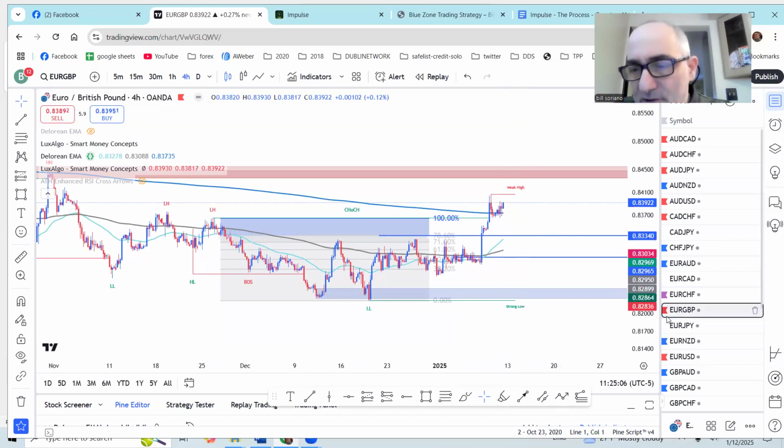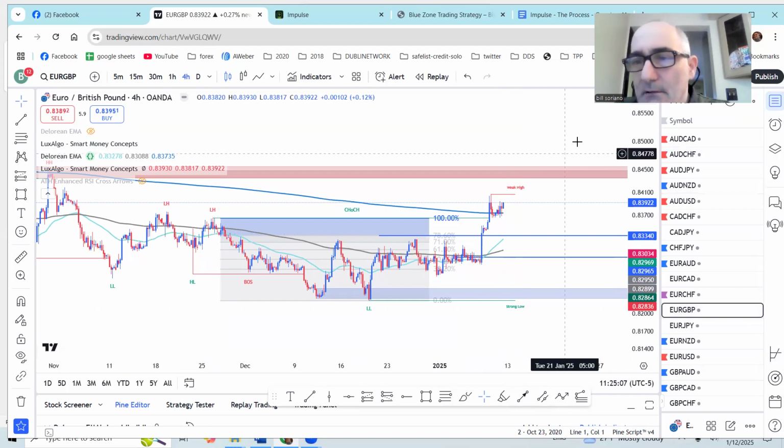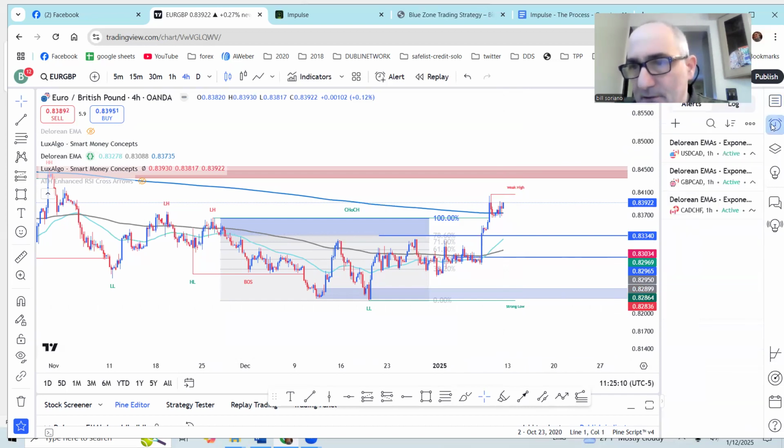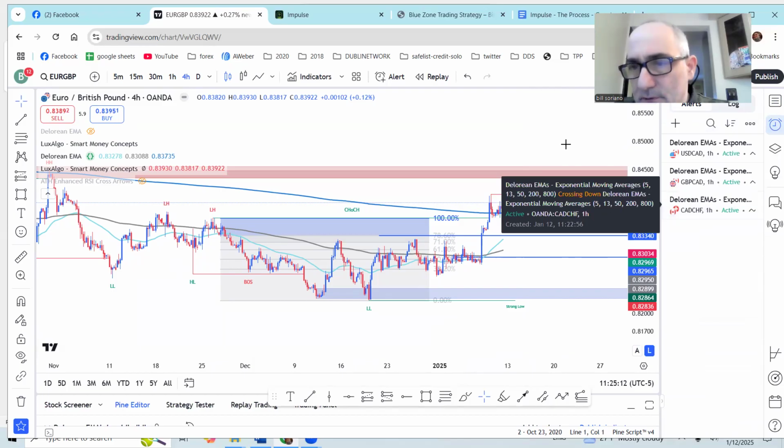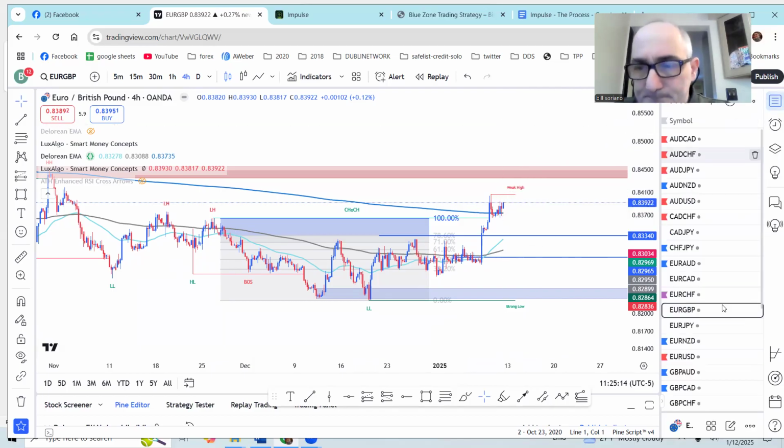So I would just not look to trade this pair, right? And if I have any alerts set for it, which I don't, I would want to get rid of them. Okay, so I wouldn't worry about watching that pair for this week.